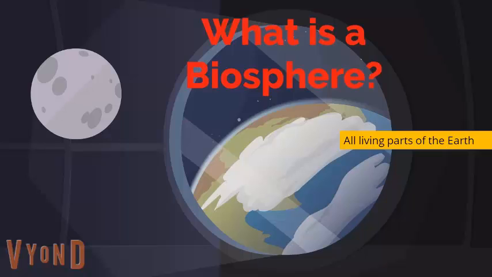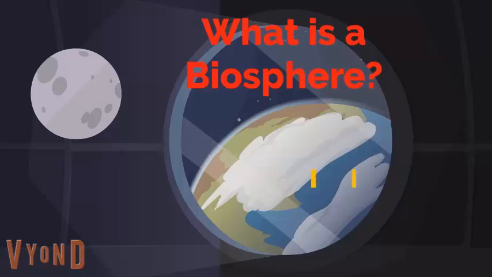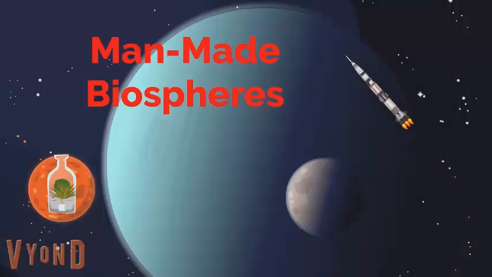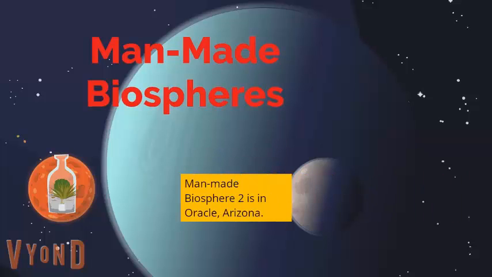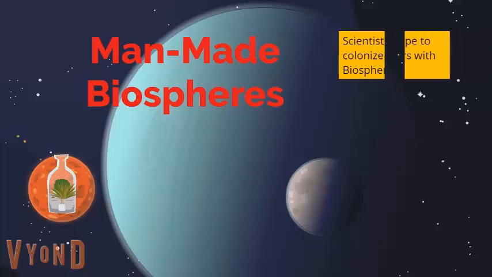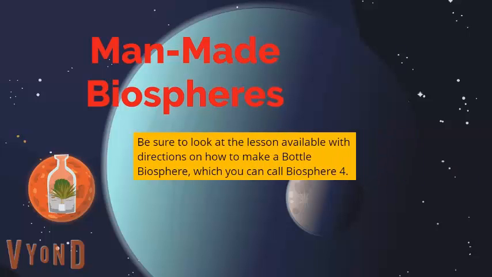The biosphere is all the living parts of the Earth, including parts occupied by the living organisms found on the surface, atmosphere, and hydrosphere. Did you know that Earth is known as Biosphere 1 and the man-made biosphere in Oracle, Arizona is known as Biosphere 2? It is the hope of scientists to colonize Mars with Biosphere 3. There is a lesson available with directions on how to make a bottle biosphere, which you can call Biosphere 4.